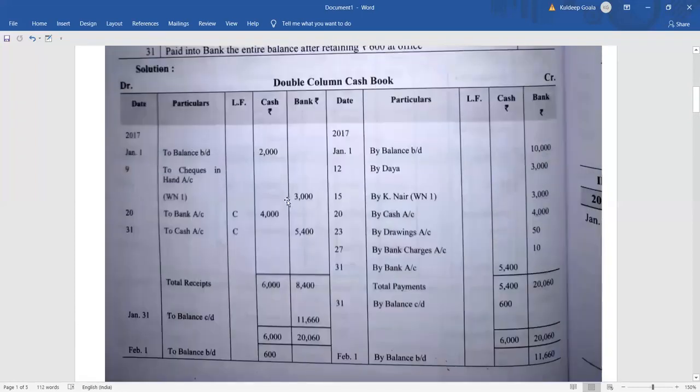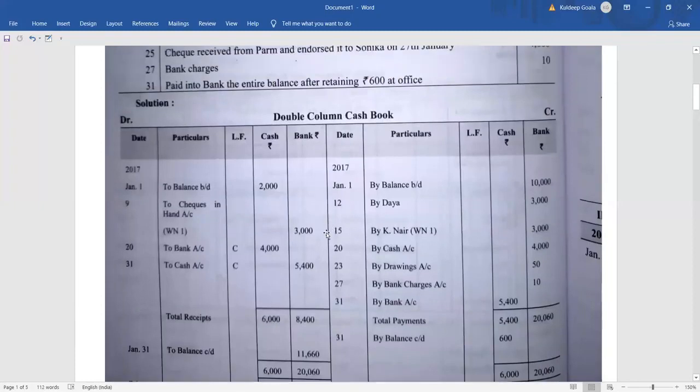So how will it be deposited in the bank? We know it is bank account debit, right? The money will go in the bank. So bank account debit to cash account. That is why you can see that cash is credited. So bank account debit to cash. So cash credit side by bank on January 31, how much? 5,400. And cash is credited.